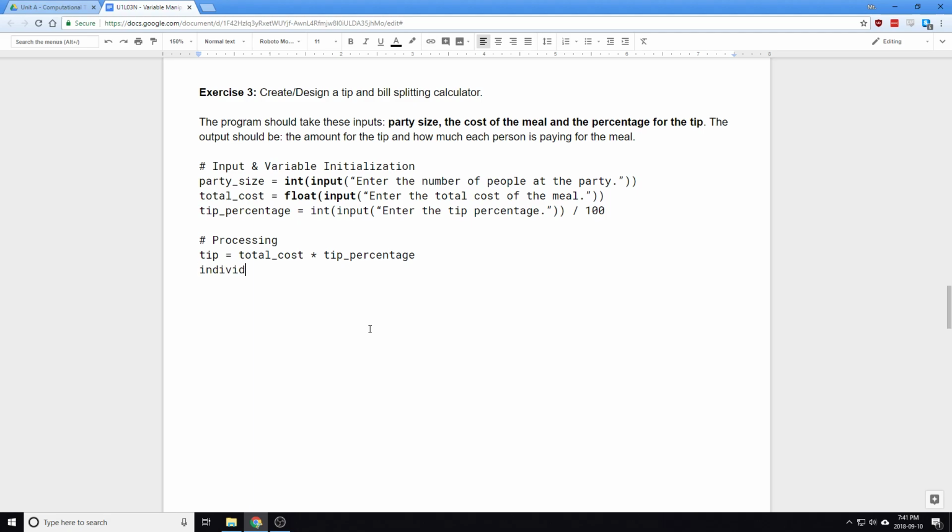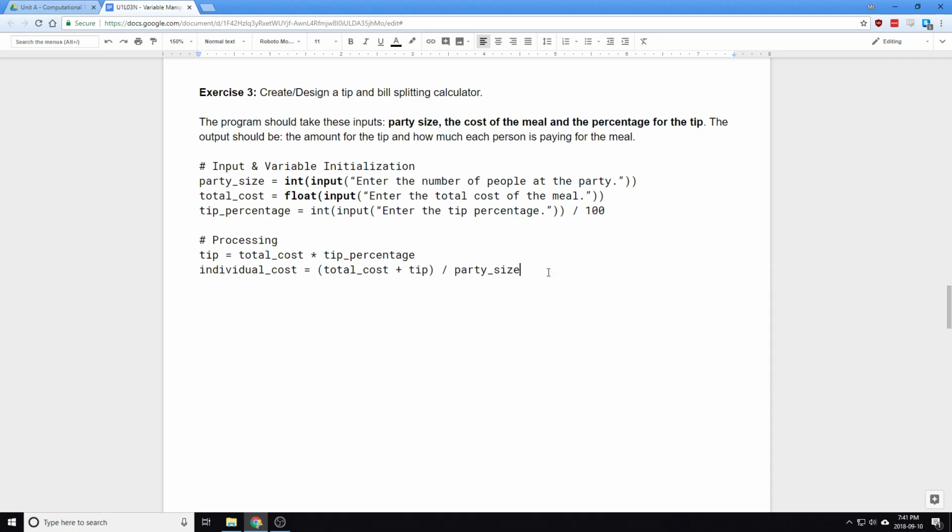Now, let's see how much each person's paying. Let's call that individual cost. And that is going to be equal to the total cost plus the tip itself, and we're all going to divide that by the value of party size. As in, we're going to add the total cost stated before, add the value of tip, which we've just found, and divide that all by the party size.